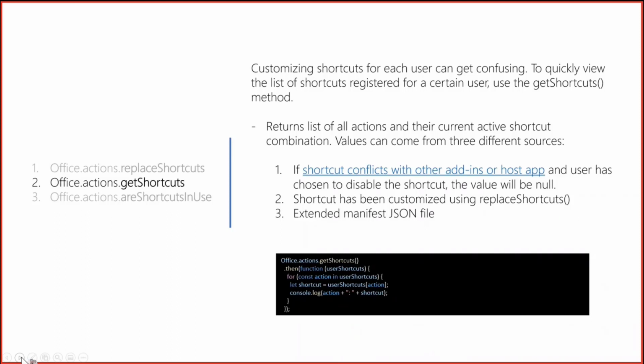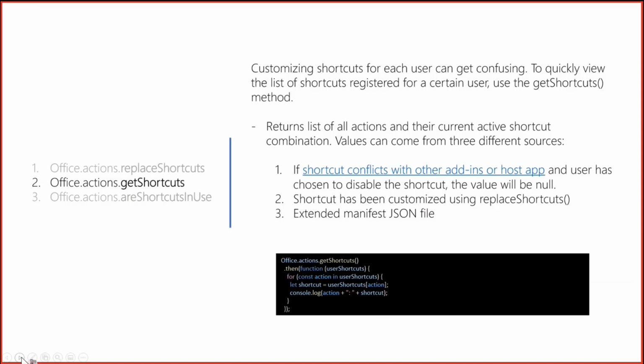The second source that you can be getting information from is if you have previously used that replaceShortcuts API to customize a shortcut, this getShortcuts API is going to return any new customized shortcuts for this user. And then, of course, the third option is if there has been no conflicts and there has been no customizations, it will essentially just return back to you whatever you have defined in that extended manifest JSON file.